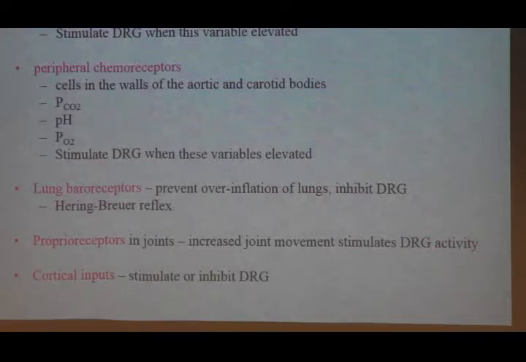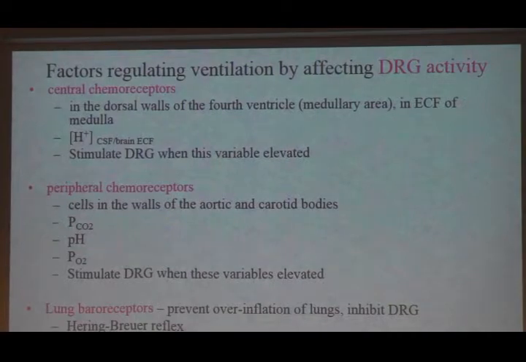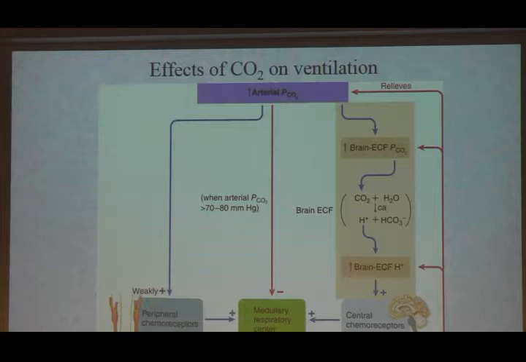Last but not least, as I said before, there's connections from the cortex to the DRG. So to some extent, I can regulate my pattern of breathing consciously by using the cortical inputs to the DRG. Now, when it comes to moment-to-moment regulation of breathing, the central chemoreceptors and the peripheral chemoreceptors are probably the most important inputs. So that's what we're going to be talking about, at least initially here.